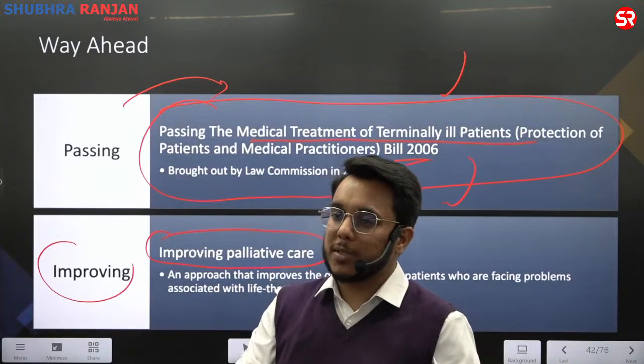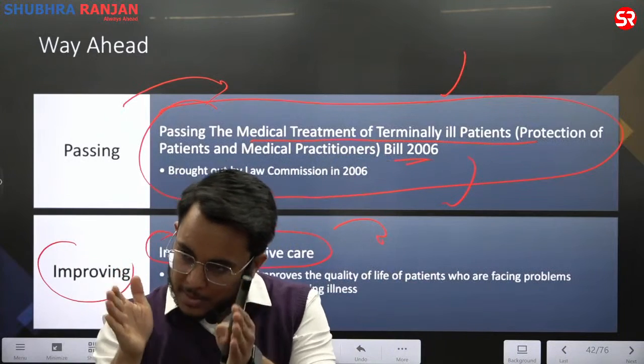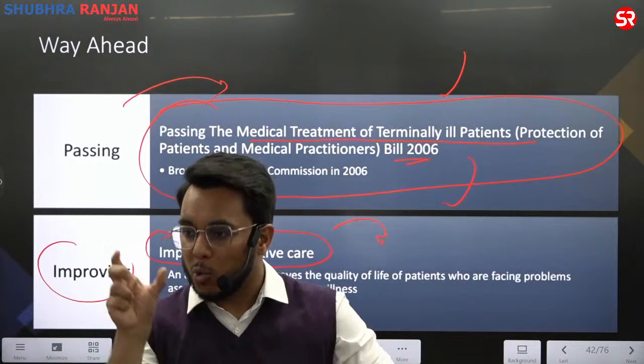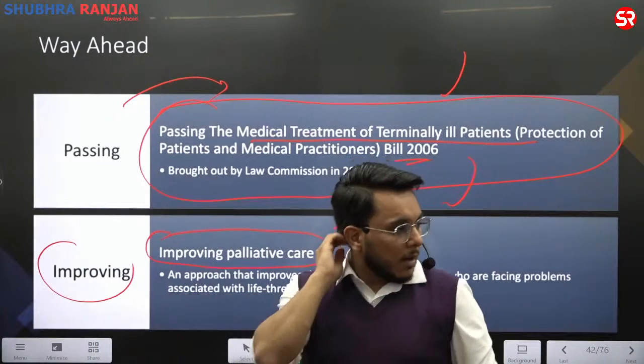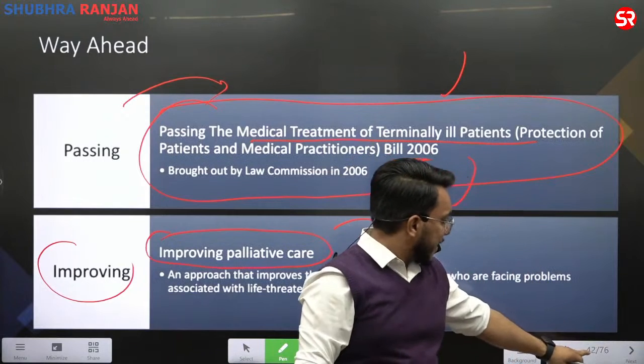Curative care में treatment होता है, palliative care में treatment नहीं है, वो जो आप जितने time तक living हो, उस time पे quality of life थोड़ा सा ठीक हो जाए, वो है. Is it clear or not? So that is all about it.